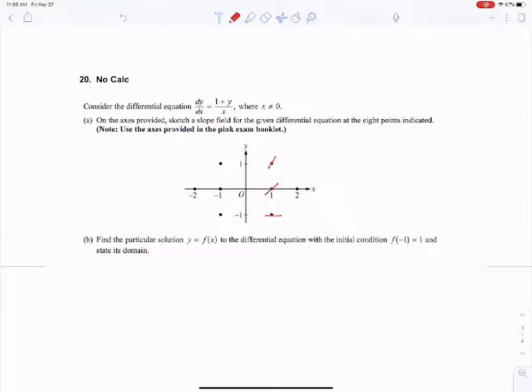It's kind of weird, the points they gave us. At (2, 0), we get 1 over 2, which is 1/2. So maybe like that. And then let's go to negative 1. When x equals negative 1, we get 1 over negative 1, which is negative 1. That's going to be 1 over negative 2. And then 0. And then last, we get negative 2. So that is going to be 1 over negative 2, or negative 1/2. So maybe like that. Okay?